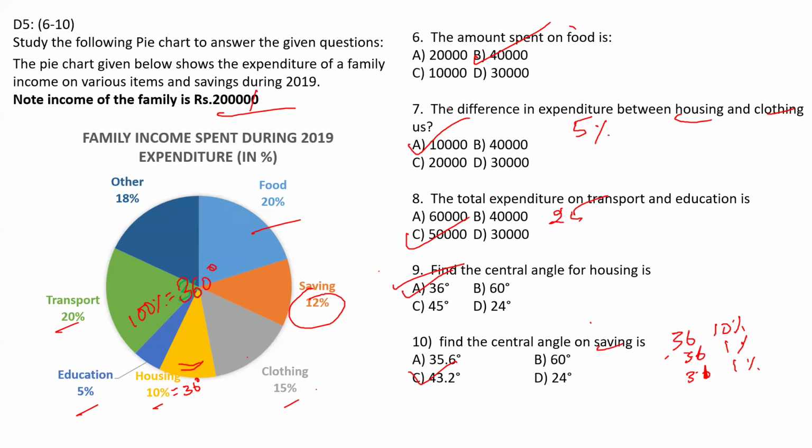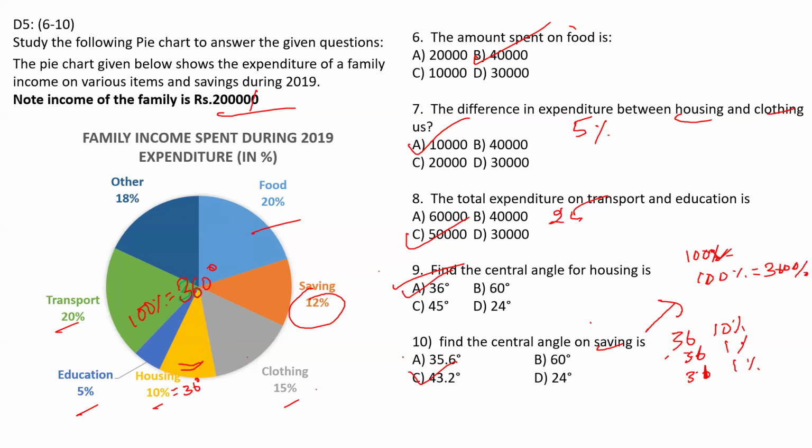Ma'am, I don't understand the simplifying method you are using for the last question. The simplified method of the 10th question. The normal way of finding the answer is: see, 100% is equal to what? 100% is equal to 360 degrees.